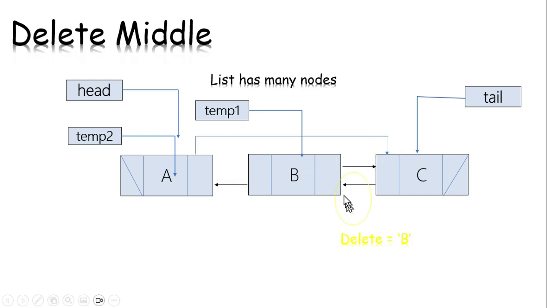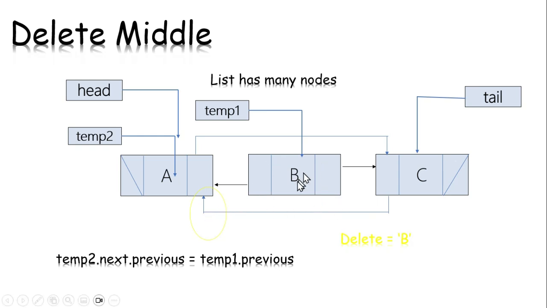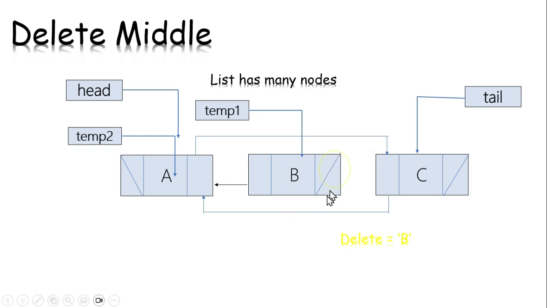After that, we will pay attention to the previous pointer belonging to C. To access this, we give this instruction: temp1.next.previous, we instruct it to point to temp1.previous. By giving this instruction, the previous pointer belonging to the node that has C will point to the node that has A, like this. Now pay attention to the node that has B. The node that has B is still attached to C and A, so we need to untie this. We need to instruct this to point to null. So the instruction is temp1.next points to null. By giving this instruction, the visualization will look like this.